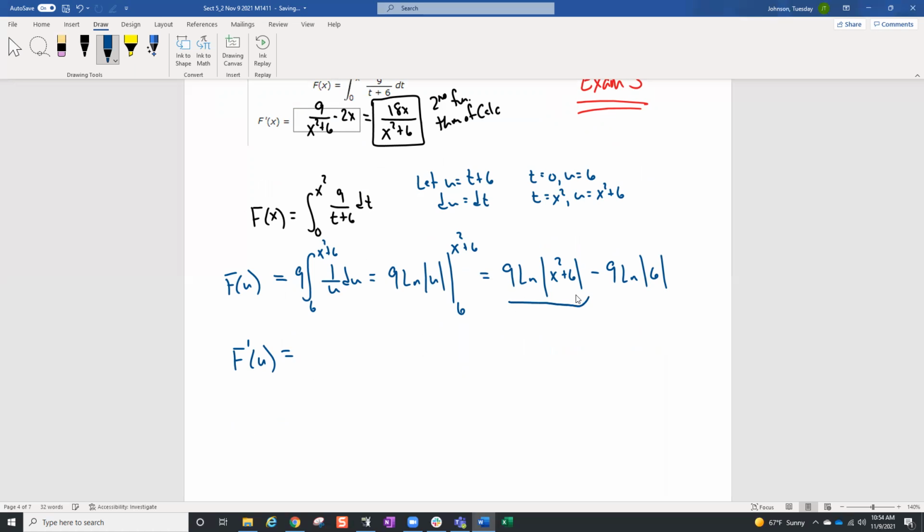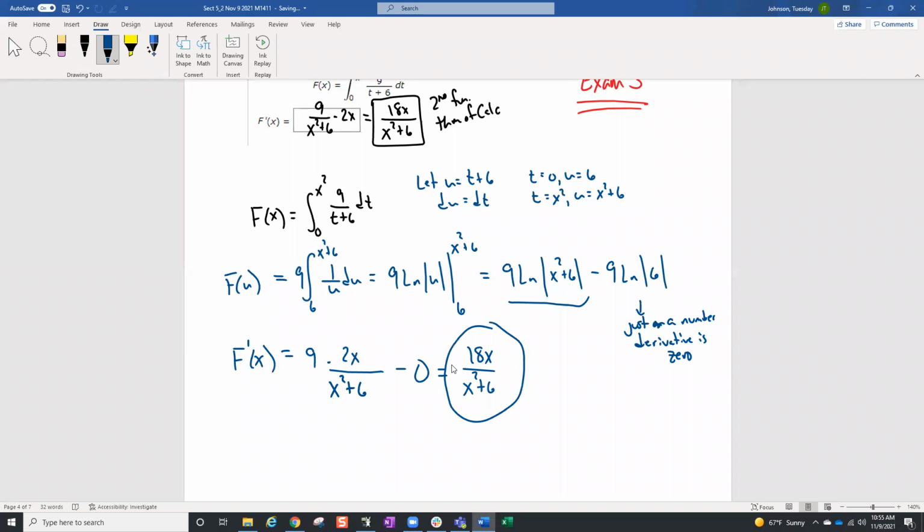This derivative, what is this derivative? This derivative is, leave the 9 alone. The derivative of the natural log is derivative of the inside divided by the inside. And the derivative of, oh, that's just a number. And now that I think about it, as I'm looking at this, this is f prime of x because everything here is in terms of x. Well, the derivative of a number, a constant, is just 0. What did I get? I got 18x over x squared plus 6. I got exactly what I told you we were going to get.